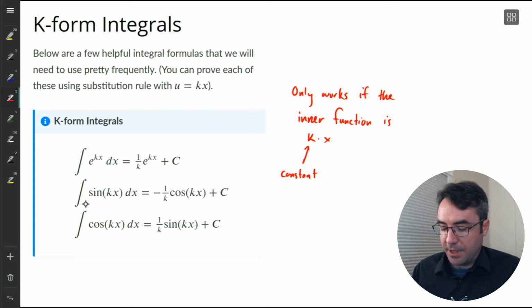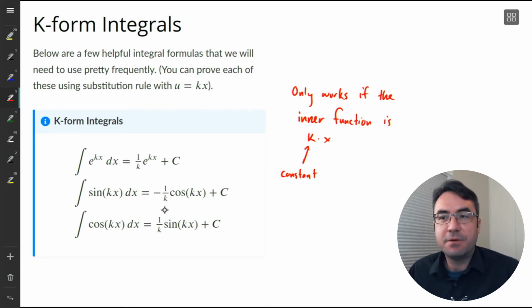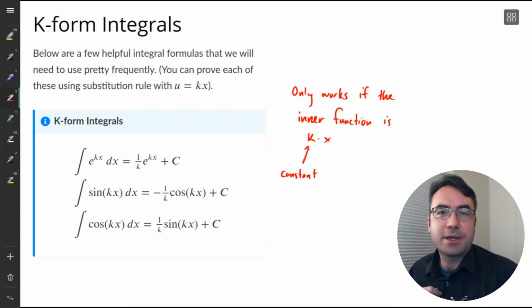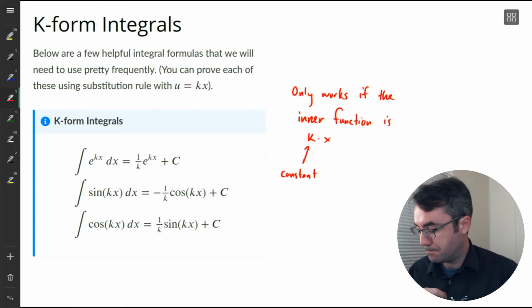Same for sine of kx. We take the constant k, flip it, put it in front. So that's where the 1 over k is. And then we integrate sine like usual. So what's the antiderivative of sine? Well, it's negative cosine. And then we keep the inner function the same. Integral of cosine kx. Take the constant that's in front of the x, flip it, put it in front. And then what's the integral of cosine? It's sine, and it's sine of the same inner function. So these are formulas that we'll see enough where it's handy to have them memorized. But like I said, you could go back, use substitution rule, and prove each of those.